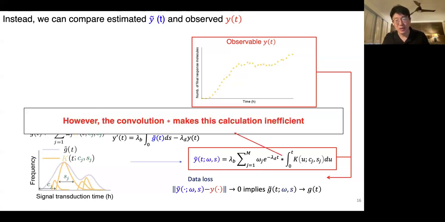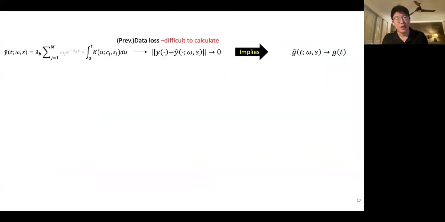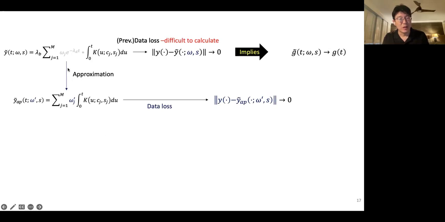But one problem is this convolution. In this differential equation, there is a convolution which makes the calculation very inefficient, so we need an alternative approach to overcome this. For this, we will make an approximate solution for the original differential equation, we call Y tilde approximation. You can see that it's just a weighted sum of the integral, so there is no more convolution term. And we will use this Y tilde approximation rather than the original Y tilde as the data loss term.